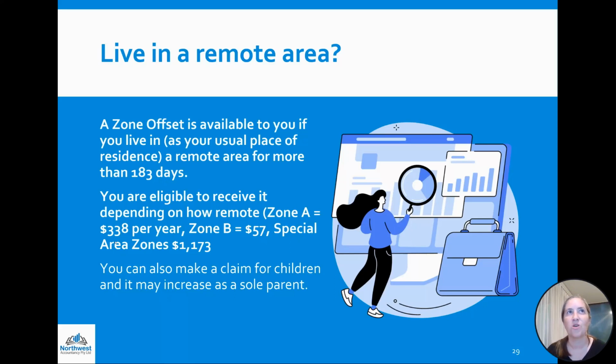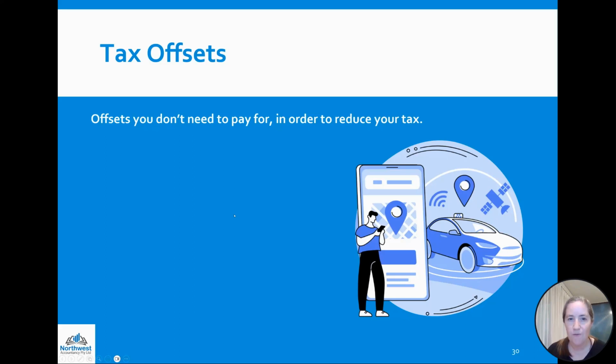So offsets are those things that you don't need to pay for in order to reduce your tax. So we have covered a lot of things that you have to physically pay for to get a tax deduction. The tax offsets are based on your circumstances. So you don't actually need to be out of pocket for these things. And they're generally those special circumstances.